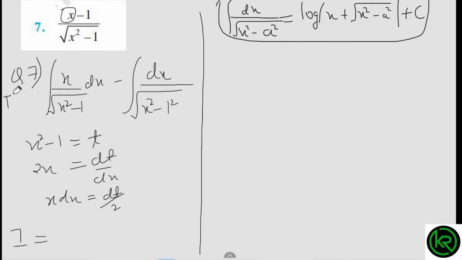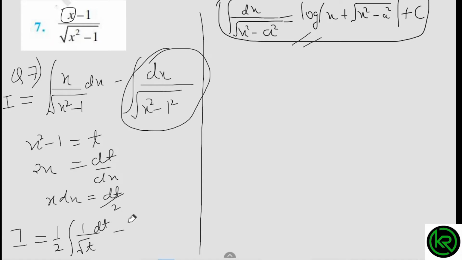This is our integral. Okay, x dx is dt by 2, so half, and it will become x square minus 1 is t, so under root t, and dx is converted into dt, and minus, we will use this formula for the second integral. This integral will change into log of x plus under root x square minus a square, where a is 1, okay, mod close, and plus c. Now c will come at last when the integral finishes.